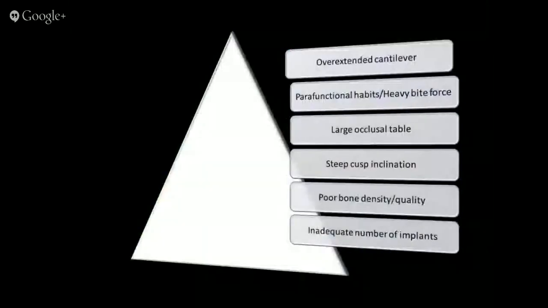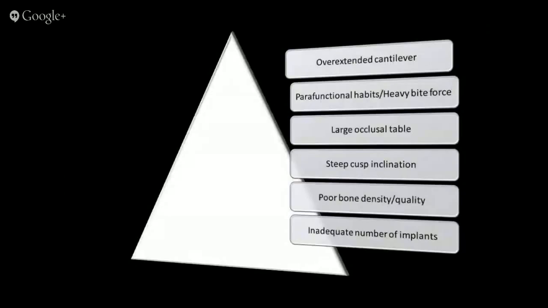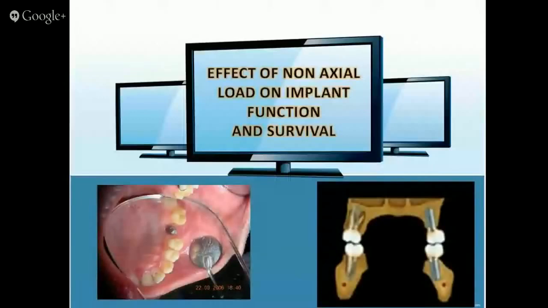An overextended cantilever, parafunctional habits, a large occlusal table, steep cuspal inclinations, poor bone density or quality, or inadequate number of implants. In the subsequent slides, we'll be dealing with each of the factors in detail. Now coming to the non-axial load on the implant function, we've been stressing about axial loading, loads along the long axis, first for the tooth, now for the implant, because this is something which doesn't change.